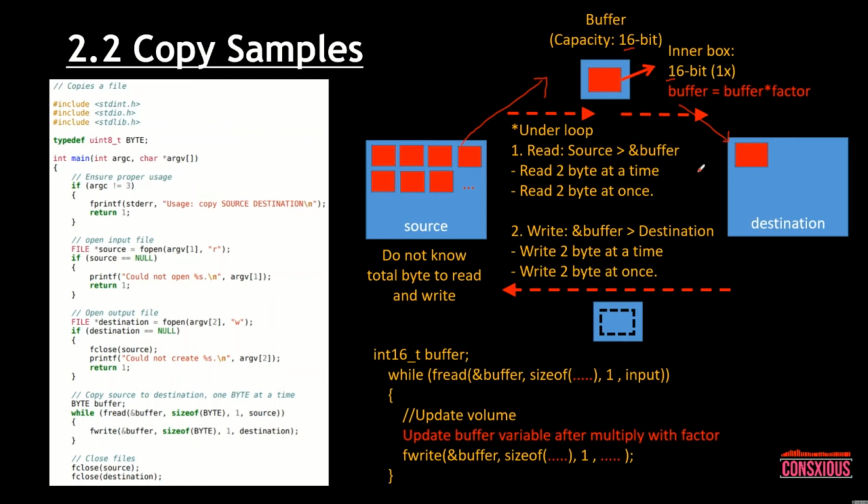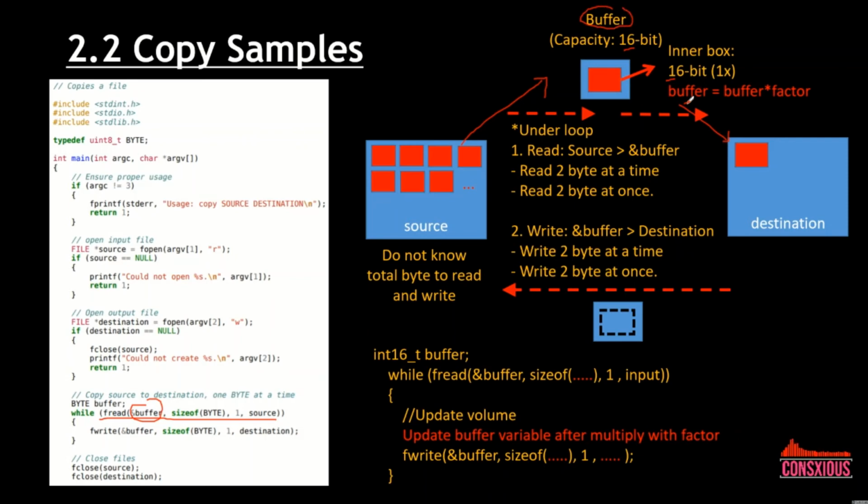But this time, we're going to change the data here. We're going to multiply it with the factor. So the idea here is basically just to read the data, for example, this line here. After we read, we get this buffer, we have the data.